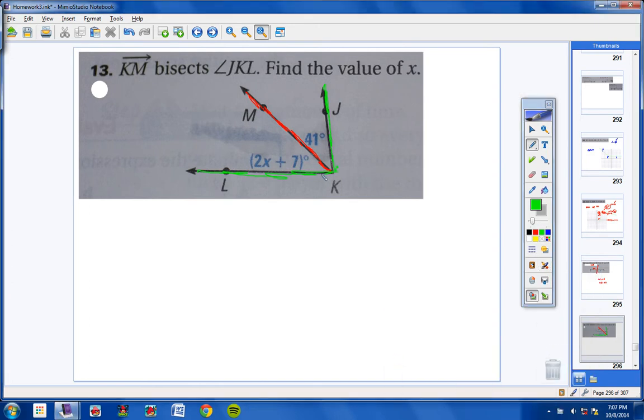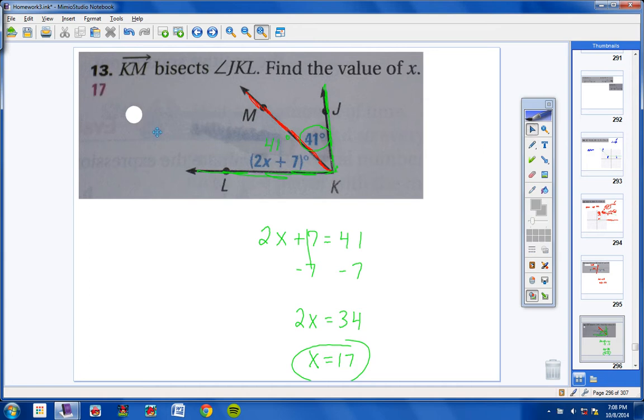Now students, if this ray MK or KM is truly cutting this angle in half, and this angle here is 41 degrees, then we know this angle right here is also what? 41 degrees, so we can definitely say that 2x plus 7 equals 41, okay? Now subtract 7 from both sides, and you're left with 2x equals 34. And then divide both sides by 2, and x equals 17. Okay? So again, what they're reviewing there is what a ray does to an angle when it bisects and cuts the angle in half.